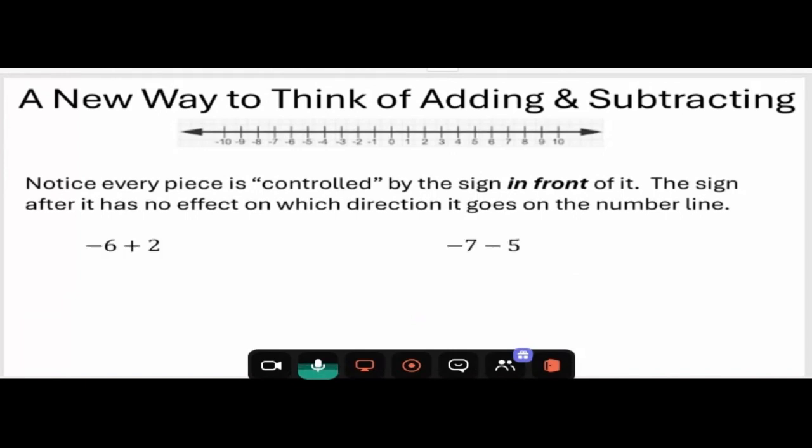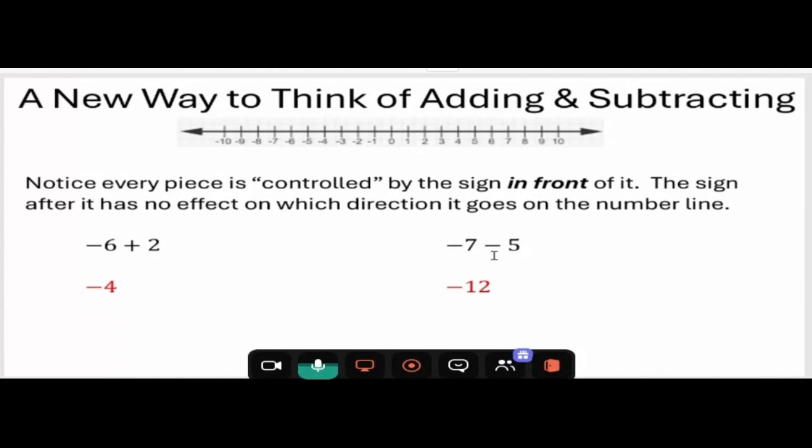There's a couple more if you want. You could pause the video and try those. We'll just carry on here for now, though. So again, people are tempted to go 6 plus 2 is 8, but actually that says 6 to the left and 2 to the right. 6 to the left takes us to negative 6, and then 2 back to the right takes us to negative 4. This says go 7 to the left, and then another 5 to the left.